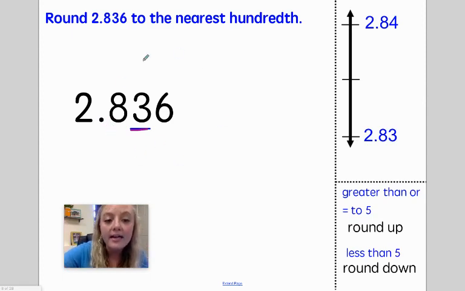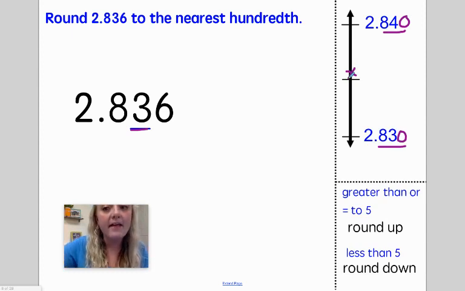I am looking for 836. Okay, this number I'm given is in my thousandths. So I think it's easier to go ahead and add a 0 here because now I can think of these numbers as 830 and 840. This is 836. My halfway mark would probably be 835, and 836 would be right above that. So I can see that my x is closer to 2.84. That means this rounds to 2 and 84 hundredths.